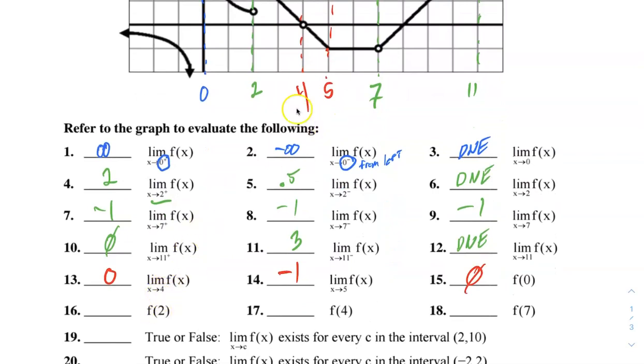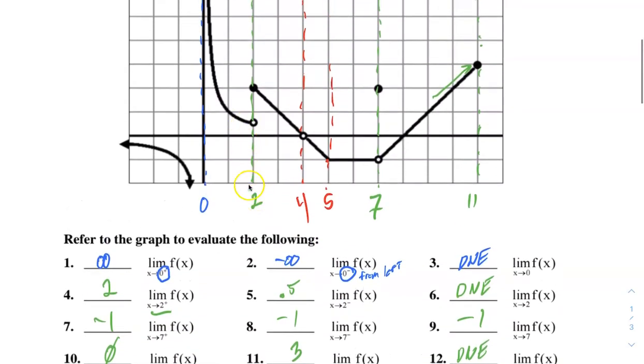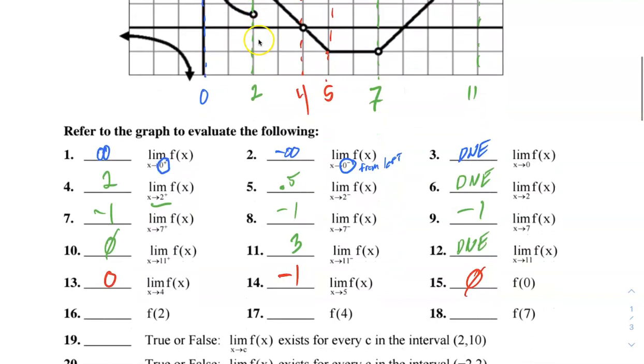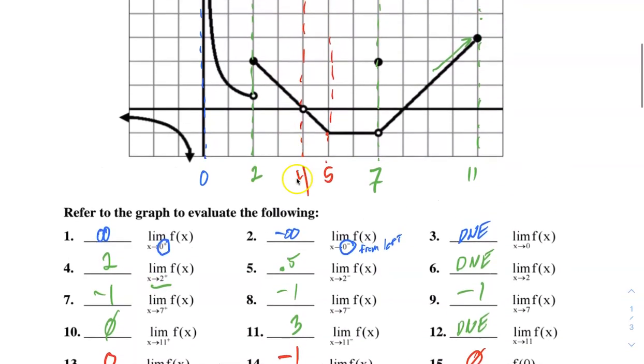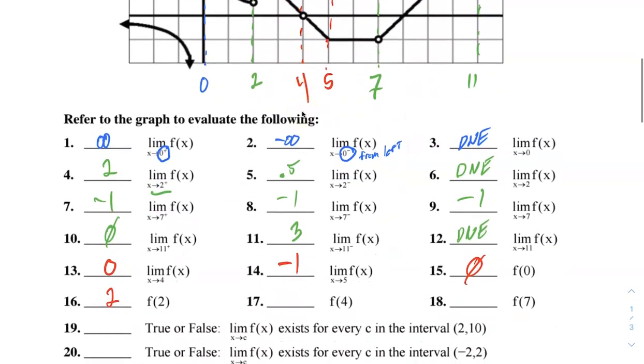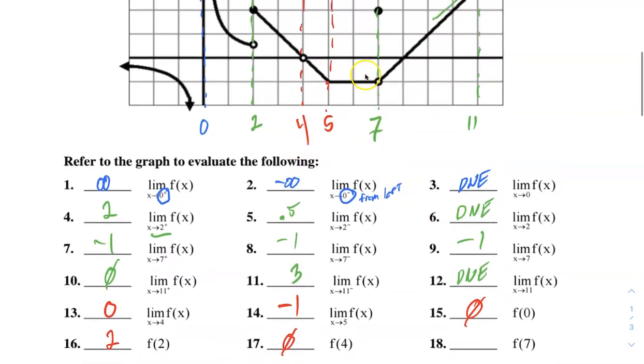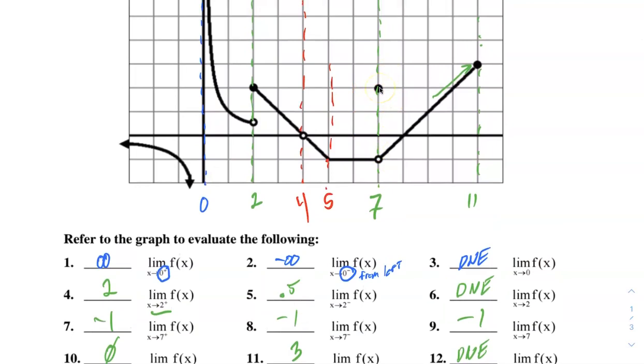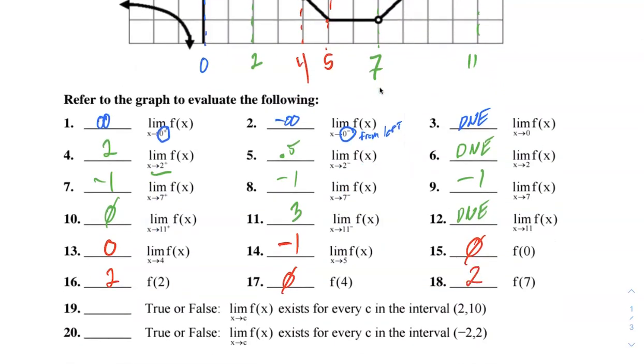F of 2. What's the value at 2? Well, here's 2. Remember, value means you want the closed circle, so that would be also 2. So it'll be that value right there. F of 4. So here's 4. I don't see a closed circle anywhere. It's an open circle, so no value at 4. F of 7. Now, f of 7 is a closed circle, which makes that 2. So the answer there is 2.